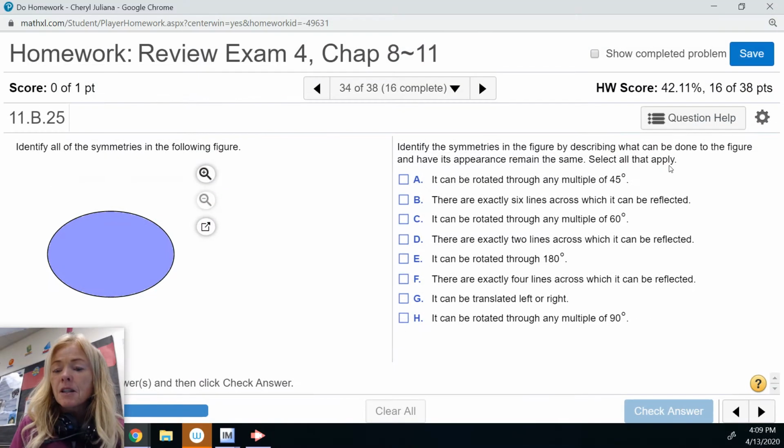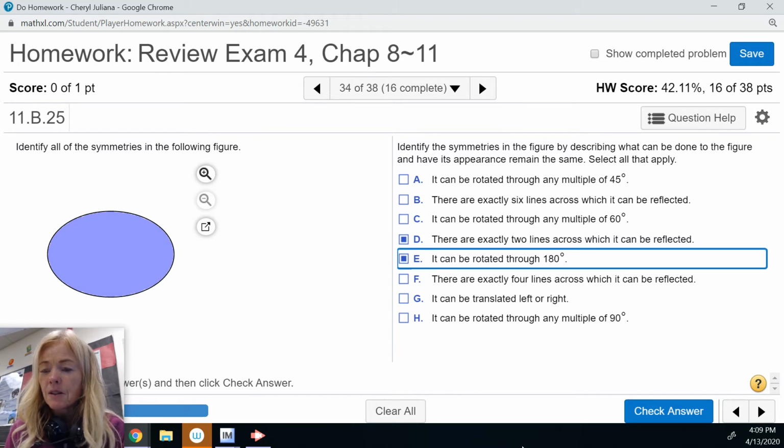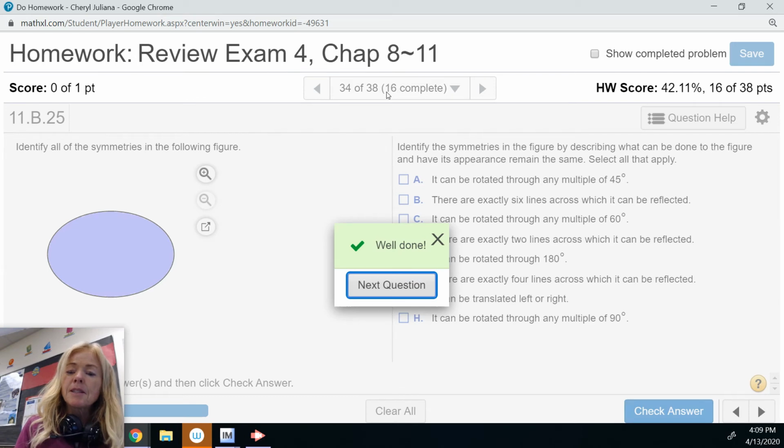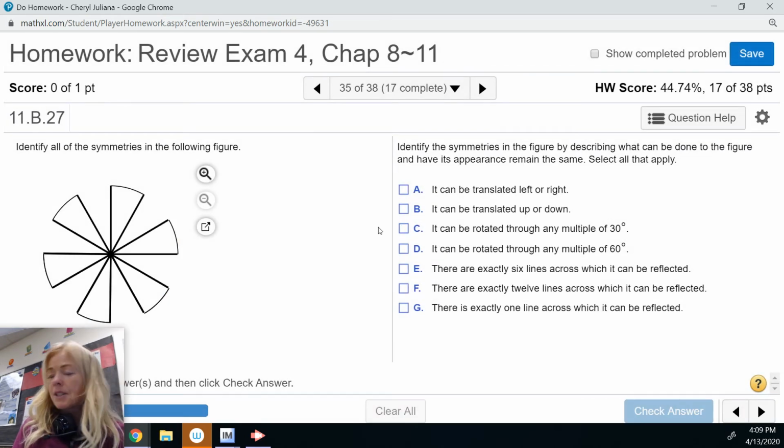be reflected. So let's see, where are those answers? Two lines from which it can be reflected, and it can only be rotated over 180 degrees. So that one is it. All right, next up is 36.